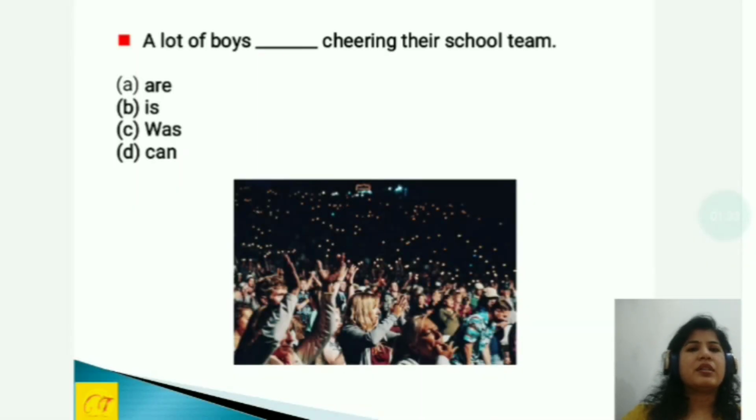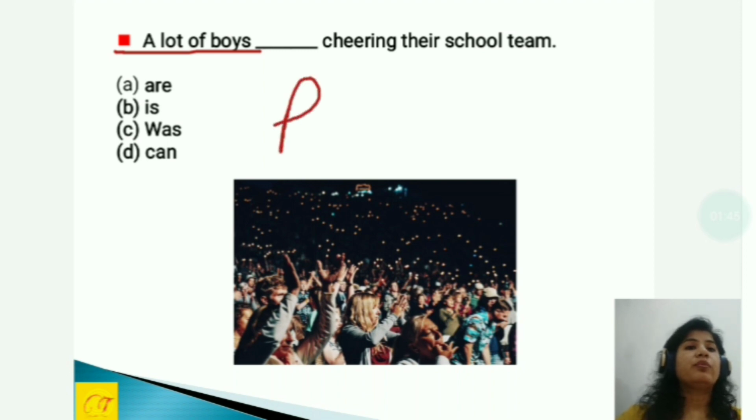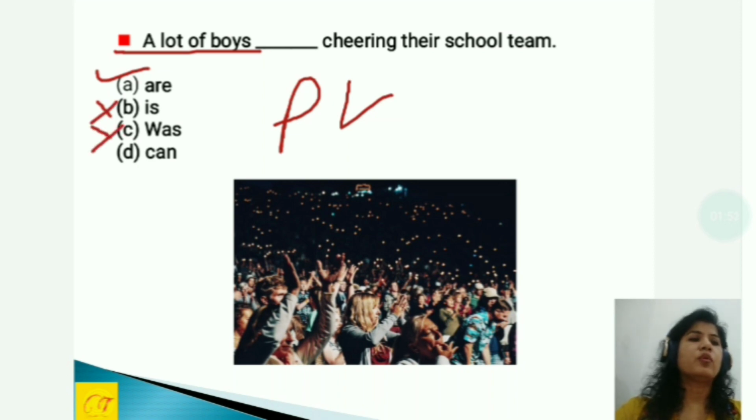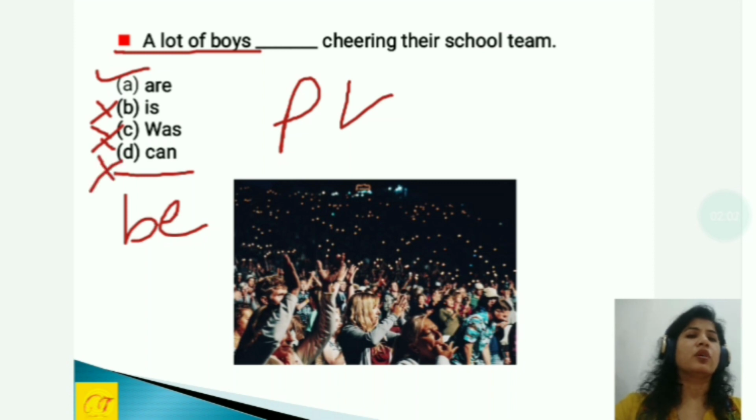Let's do this MCQ. A lot of boys blank cheering their school team. A lot of boys is countable. They can be counted in numbers. That's why we would use a plural verb. Are, yes, it's a plural verb. Is, no, it's not a plural. Was is not plural. Can maybe, but we need be with it to make it a proper sentence. Here is no be, so it's also wrong. So the correct one is are. A lot of boys are cheering their school team.